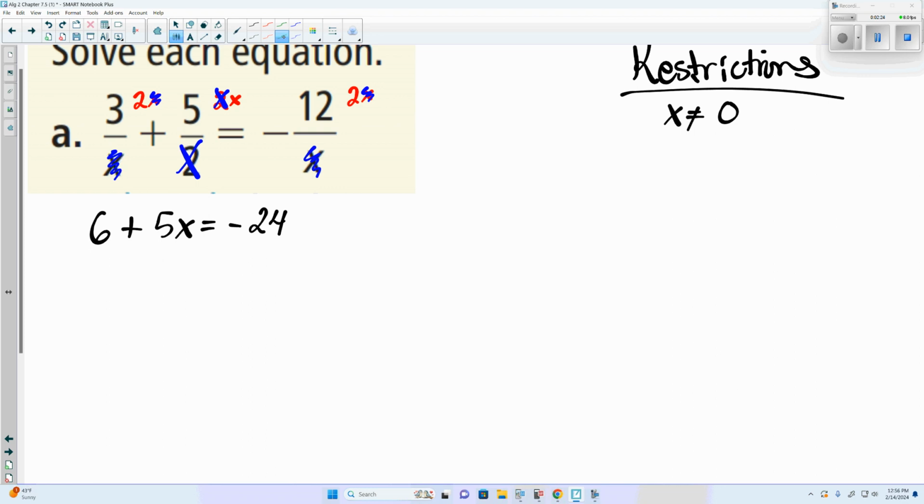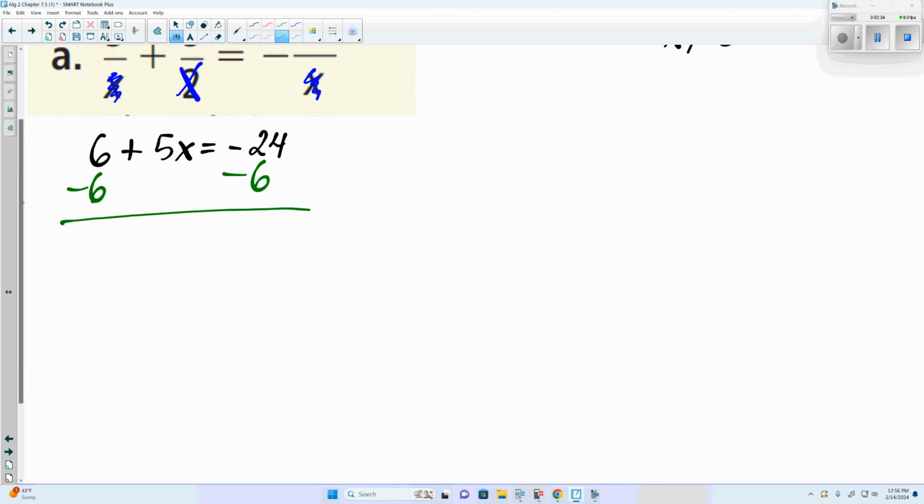Now, since we don't have an x squared term like the last one we did, we don't have to get this equal to 0. We just need to get x by itself. And what's the first thing we can do to get x by itself? We can subtract 6 from each side. Because our 6 minus 6 would be 0. It goes 5x equals negative 24 minus 6, because we're essentially adding two negatives.